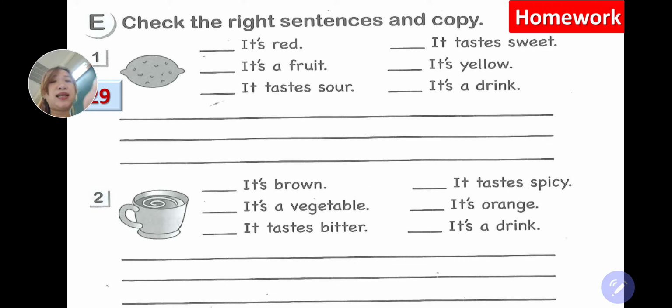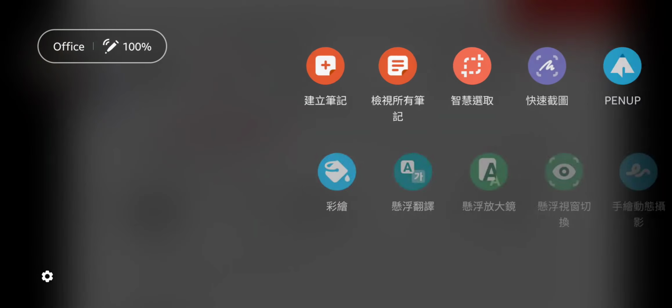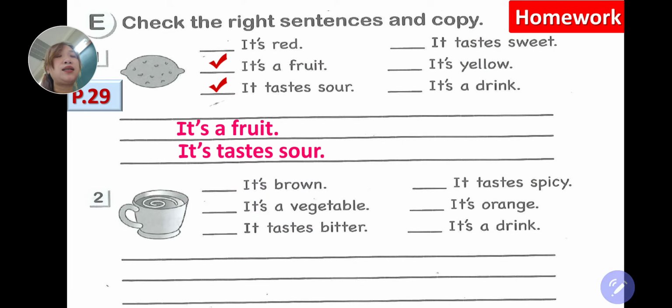Okay page 29，第29页是我们的 homework. That will be our homework. But I will give you some example. Number one. So it's red? No. It's a fruit? 它是一个 fruit 吗？Yes. It tastes sour? 它尝起来是酸酸的吗？Yes. It tastes sour. 你勾起来之后帮我写上去。It's a fruit. And then it tastes sour.